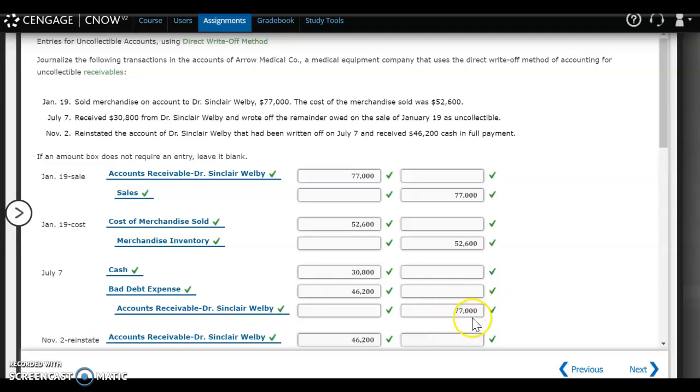Okay, we're going to credit their full amount here. And then the remainder that they couldn't pay, we're going to write it off to the expense account. Okay, that's the direct write-off method. You just record it as a bad debt expense when they don't pay. We don't have an allowance account.